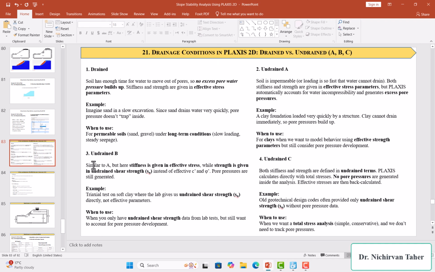This undrained B is similar to A, but here stiffness is given in effective stress, while the strength is given in undrained shear strength instead of effective cohesion and internal friction angle, and pore pressures are still generated. So the only difference between undrained B and undrained A is that the shear strength parameter of the soil is given in undrained shear strength.